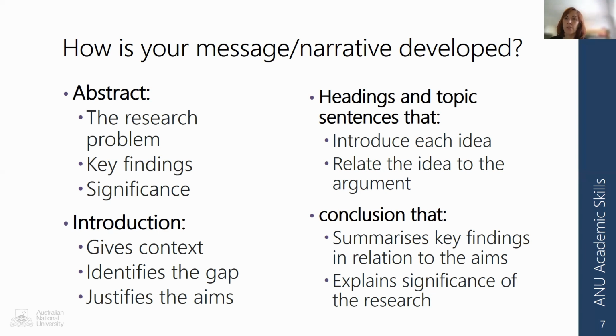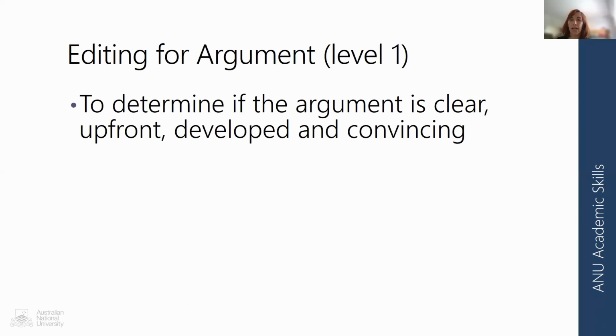And that's what we as readers are going to be holding on to as we read. We're going to be thinking, well, this is the purpose of this work, so that's why they included this piece of evidence. And we need you to be explicit about signaling that argument and how you're supporting it. Okay, so thinking about editing for argument more explicitly, at that first level of editing, your purpose is to determine if your argument is clear upfront, developed, and convincing in the abstract, in the introduction, and how it is signaled clearly within the beginning of your chapters as well.